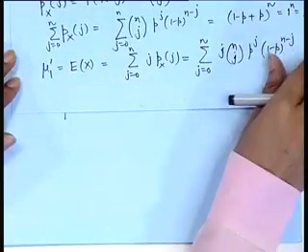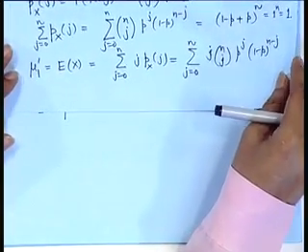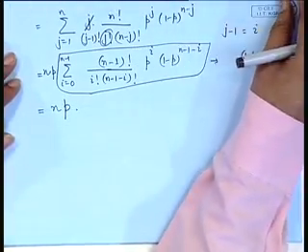So, the mean of the binomial distribution is n p, which is understandable, because if we say that the probability of success in one trial is p, then out of n trials, what is the expected number of successes? It must be n into the probability of success in each trial, that is n p.